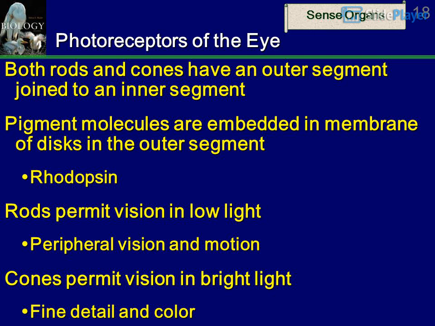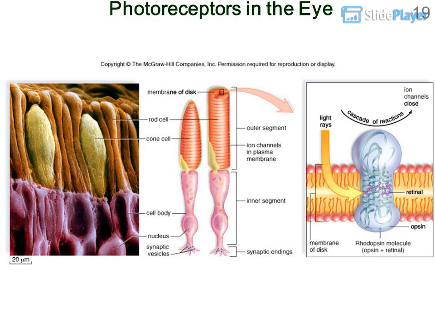Photoreceptors of the eye. Both rods and cones have an outer segment joined to an inner segment. Pigment molecules are embedded in the membrane of discs in the outer segment. Rhodopsin. Rods permit vision in low light, and peripheral vision and motion. Cones permit vision in bright light, fine detail, and color. Photoreceptors in the eye.